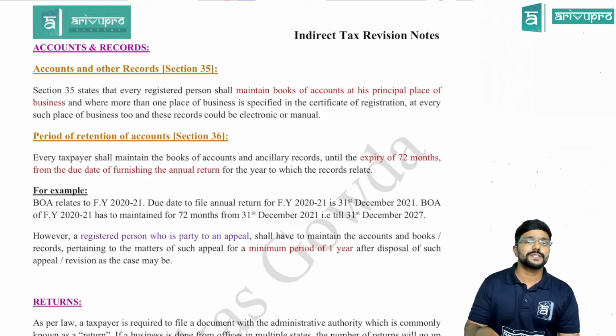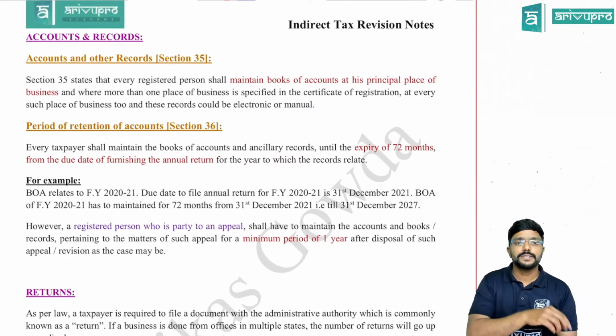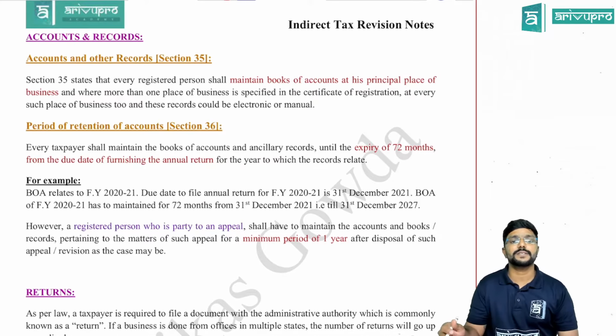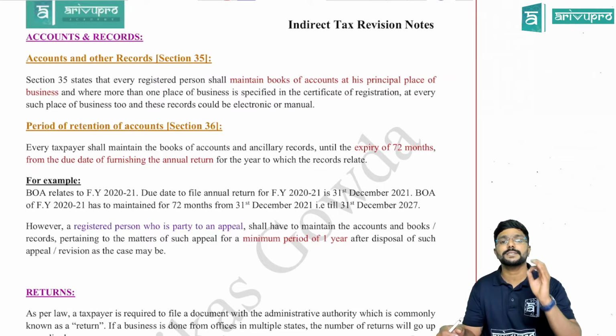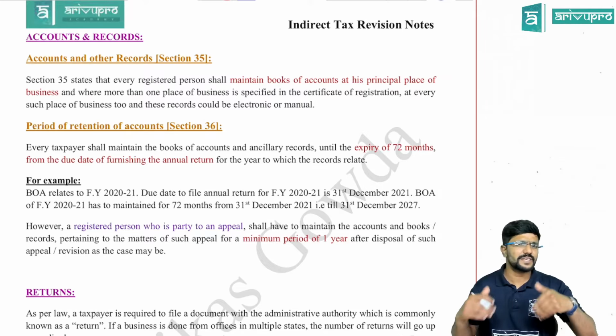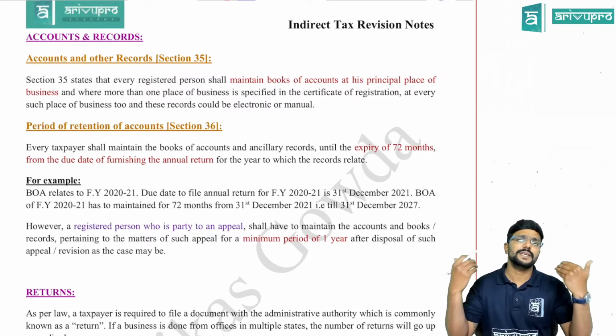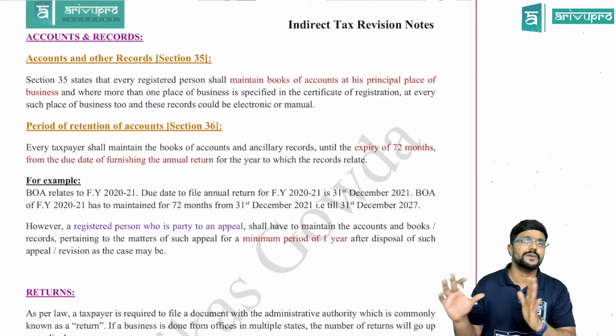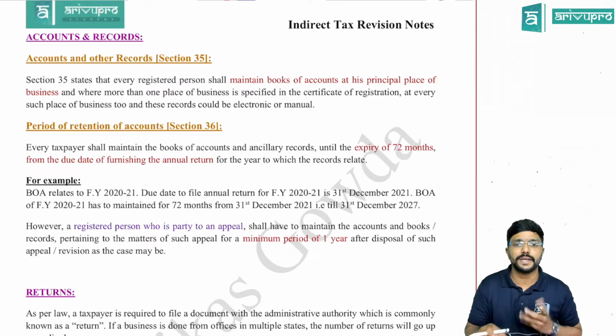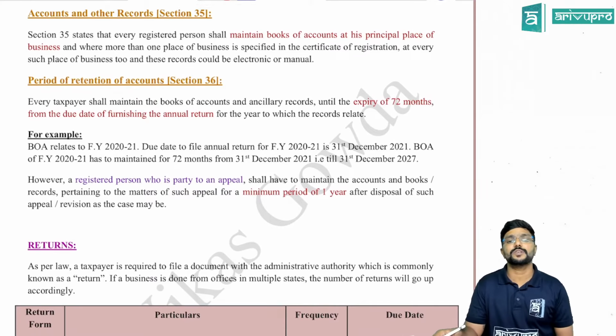Then coming to the next topic, accounts and records, which is covered in section 35 and 36 of CGST Act. Section 35, accounts and other records. Section 35 states that every registered person shall maintain proper books of accounts at his principal place of business, and if he is having more branches, then in each place of business, whatever is the books of accounts, he will be maintaining it.